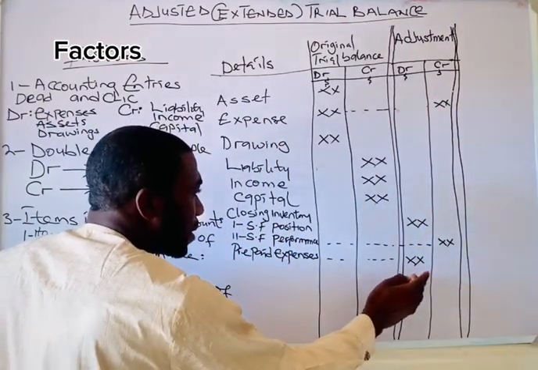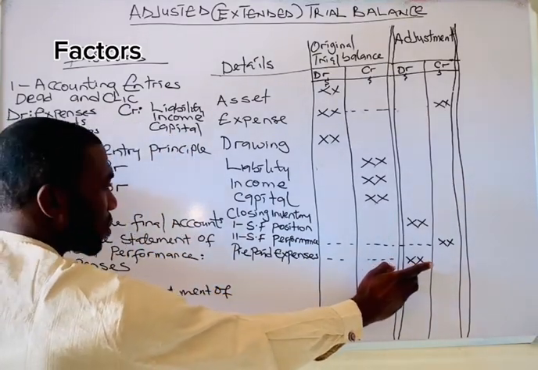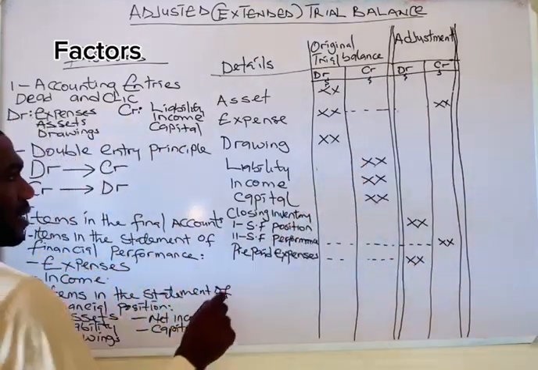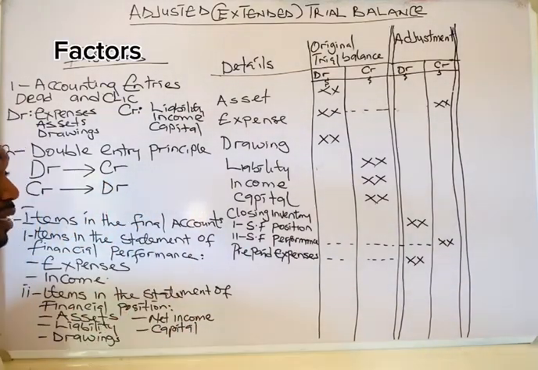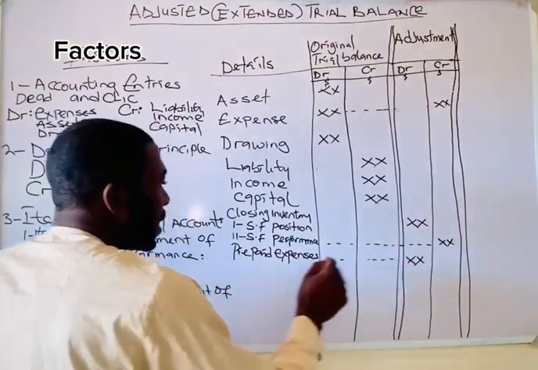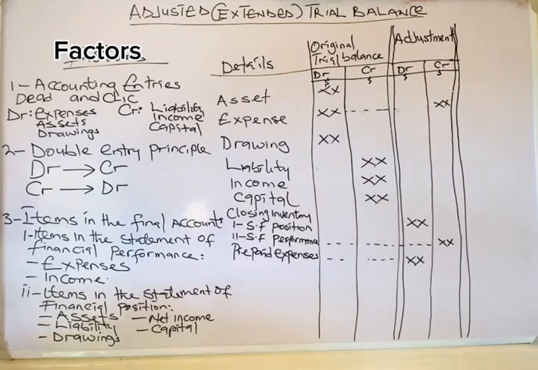Prepaid expense, we have debited, so in our double entry you must credit. This double entry principle is for you to save your time in an examination hall. Since you have debited, the related account must be credited. I hope you're following it.